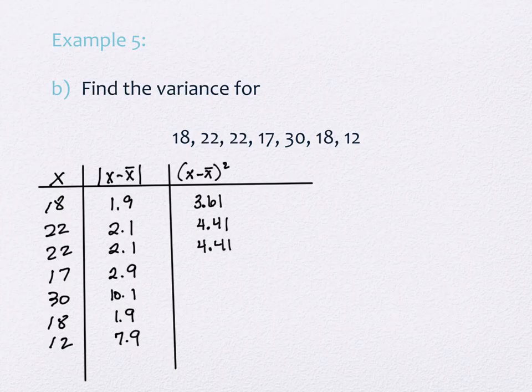Okay, how about the 2.9 squared? 8.41. Thank you, Callie. How about 10.1 squared? 102.01. Thank you, Chesney. How about 1.9? Oh, we already did that. That's 3.61. How about 7.9? It's our last one. Squared. Yes, Avery. 62.41. Okay, so that's step 3.